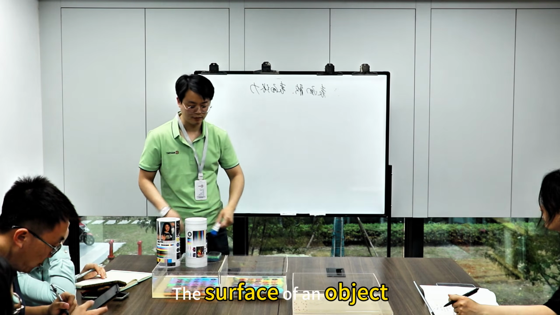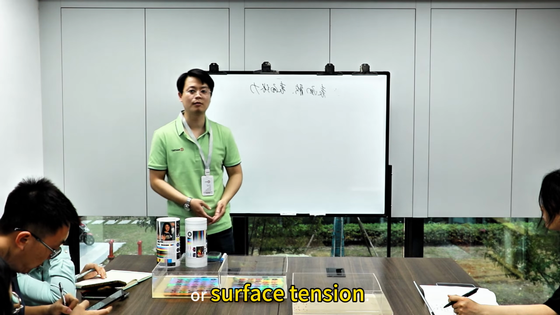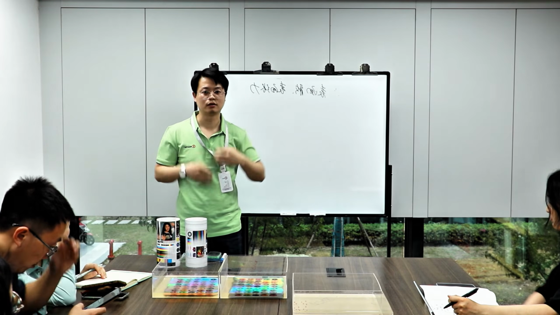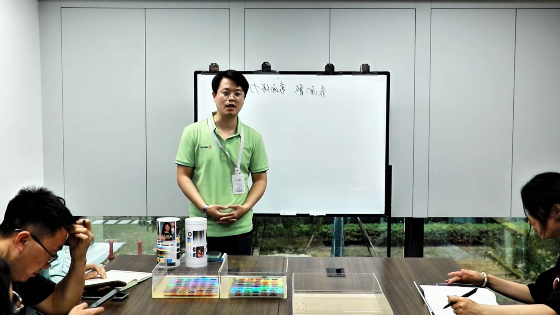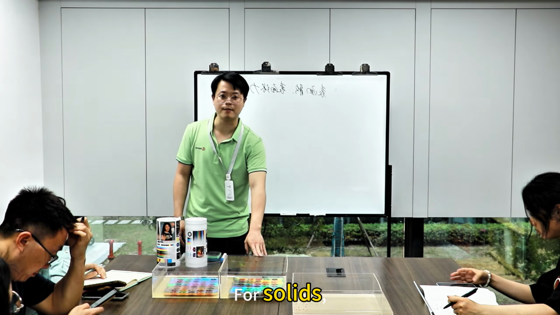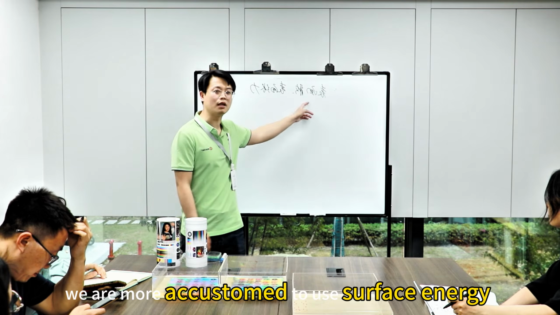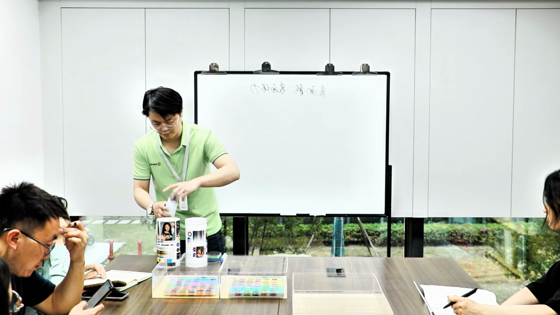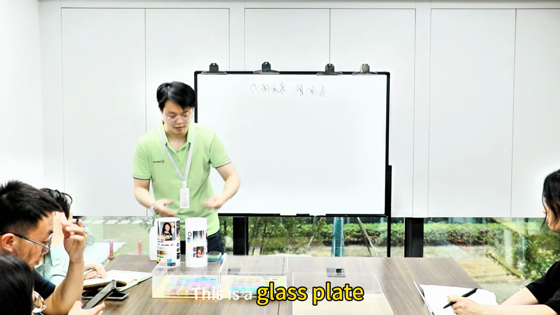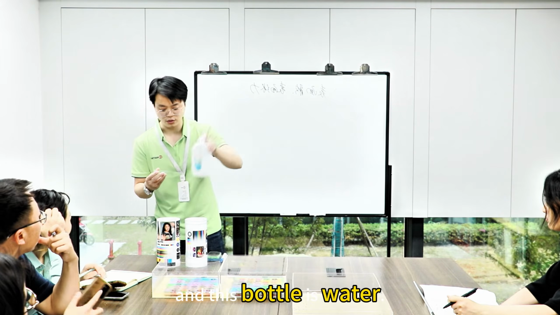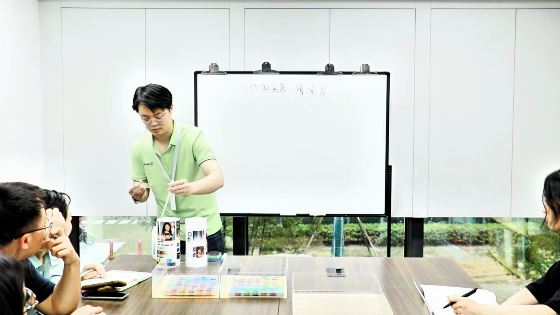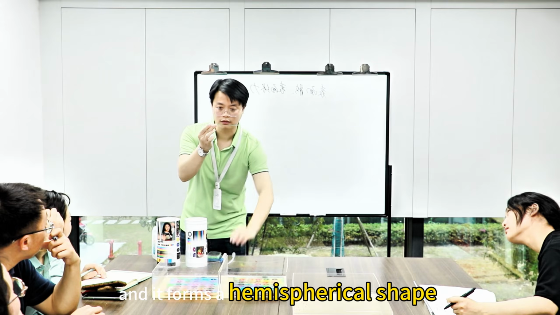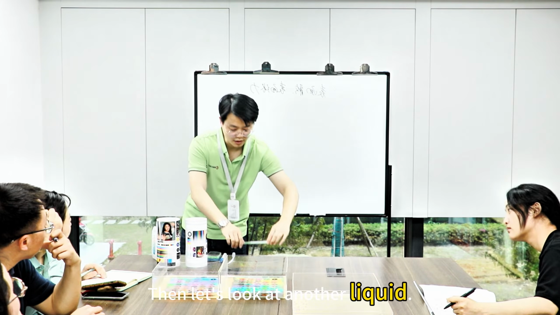The surface of an object has a certain amount of energy, or surface tension, like water. Why can spiders walk on water? In fact, there is a tension in water, and solids also have a certain tension. For solids, we are more accustomed to use surface energy. Now, let me show you a small experiment. This is a glass plate, and this bottle is water. I drop a drop of water on the surface of the glass, and it forms a hemispherical shape. Then let's look at another liquid.